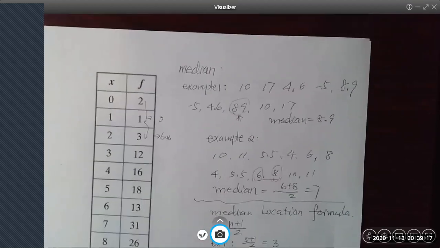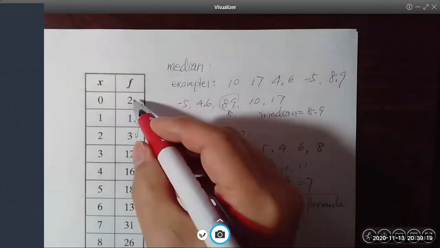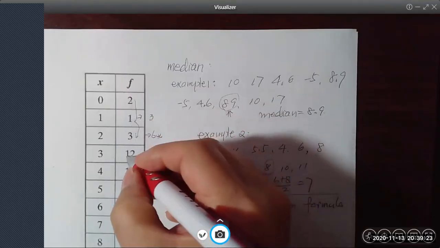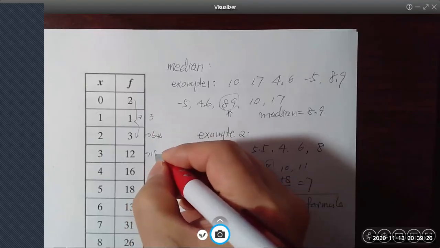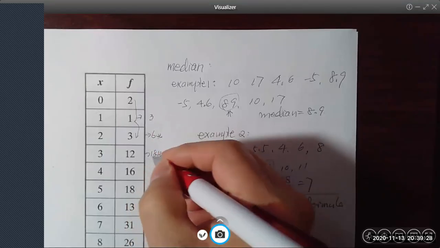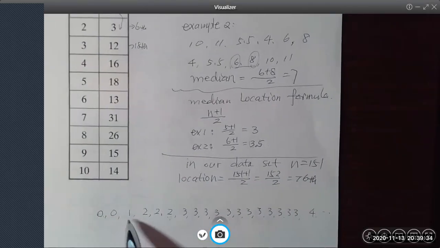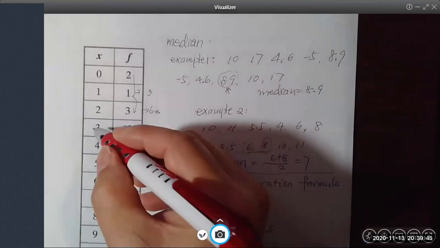Let's just do one more. Now, when you add 2 plus 1 is 3, 3 plus 3 is 6, 6 plus 12, that's 18. Number 18 in your lineup is the last 3 in terms of value. Let's look at that. 1 2 3 4 5 6 7 8 9 10 11 12 13 14 15 16 17 18. Number 18 is the last 3.